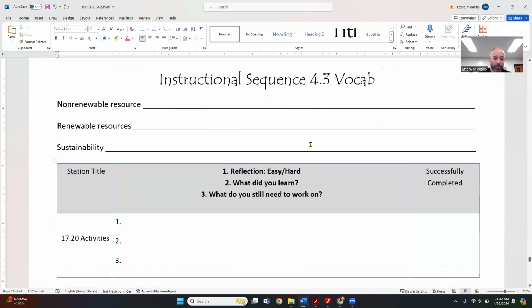Couple vocab words here, renewable and non-renewable. I think you guys are familiar with these. Sustainability, the ability to keep things going on into the future without running out of things, is a goal. We may not make it completely there, but anything we do at least slows down the negative outcomes that would be in the future.